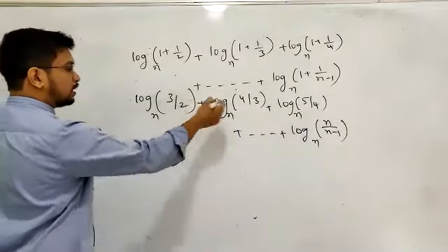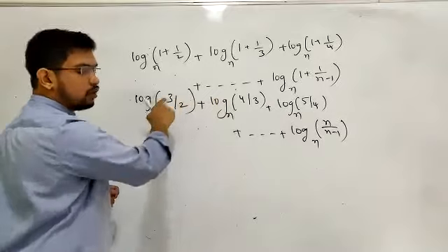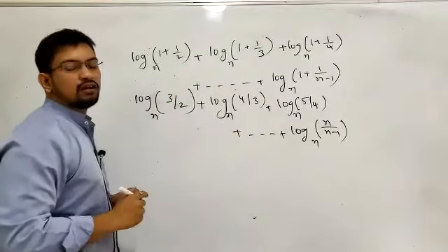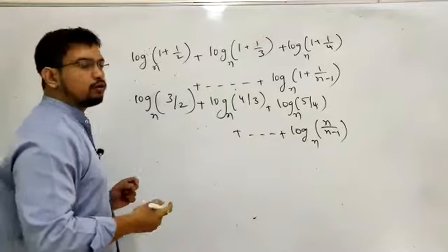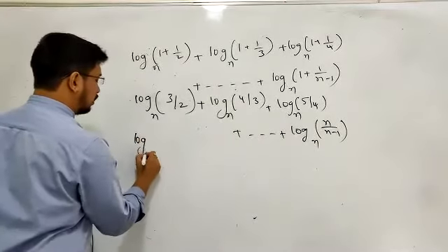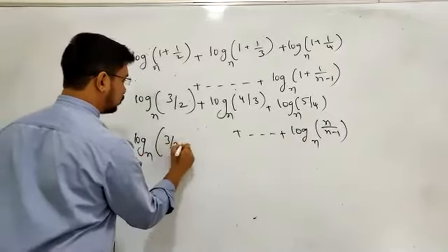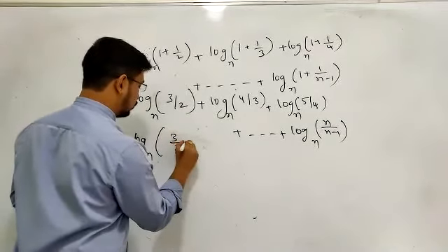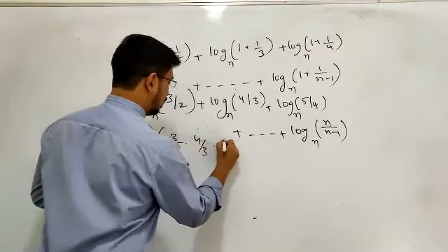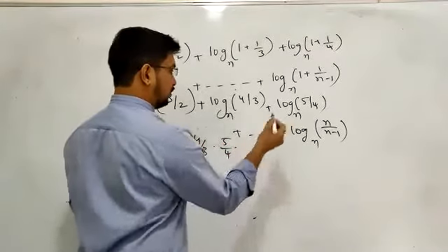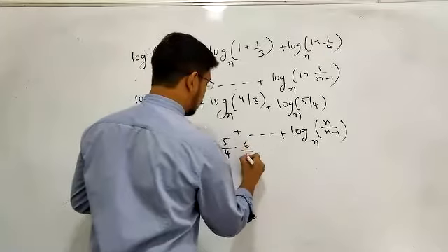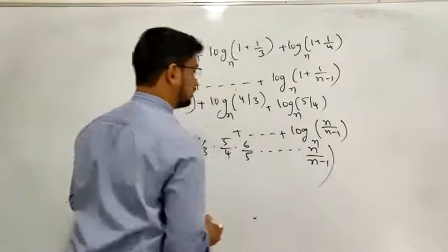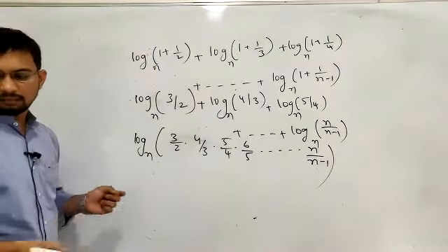This is like log a base x plus log b base x plus log c base x plus so on. So apply the product rule of logarithms. This can be written as log to the base n of 3 by 2 into 4 by 3 into 5 by 4 into 6 by 5 into so on, up to n by n minus 1.